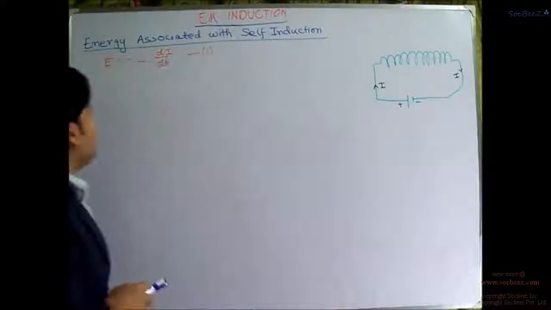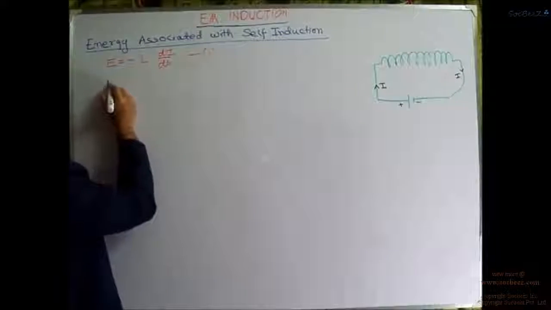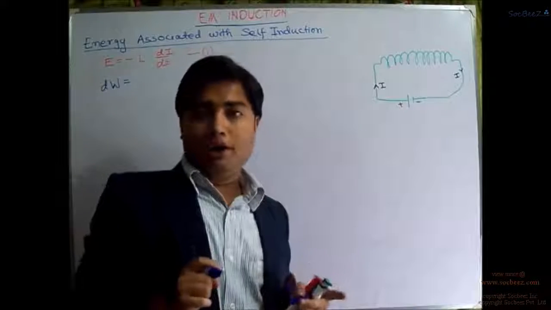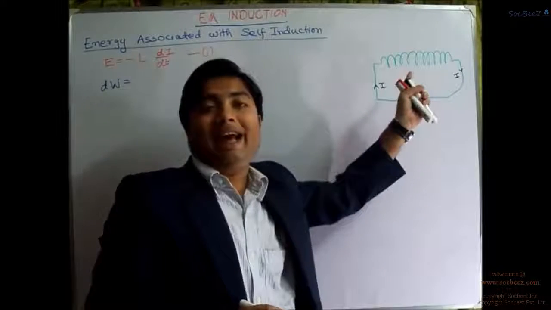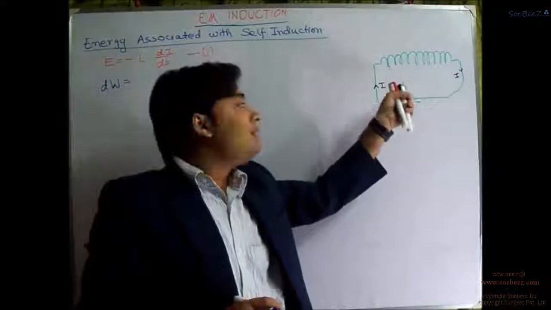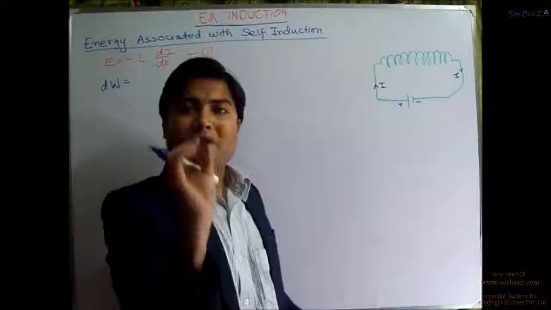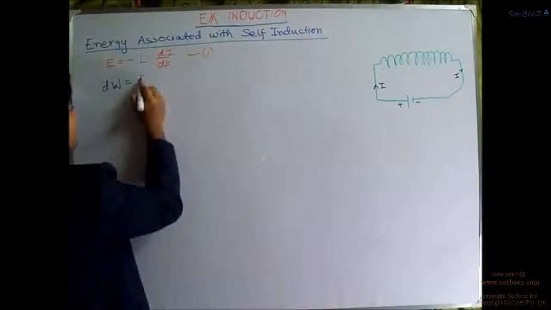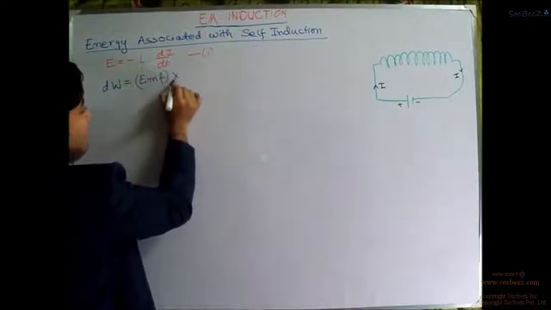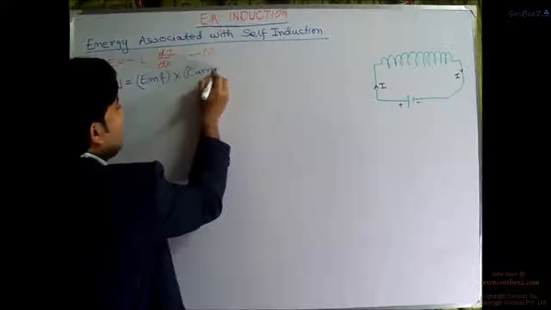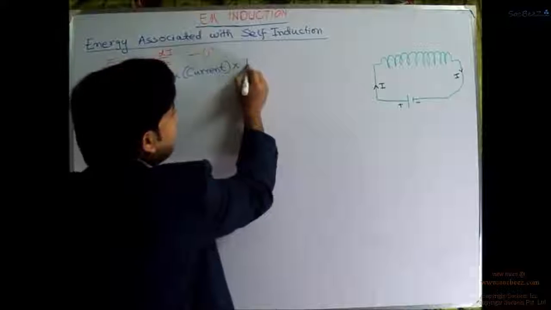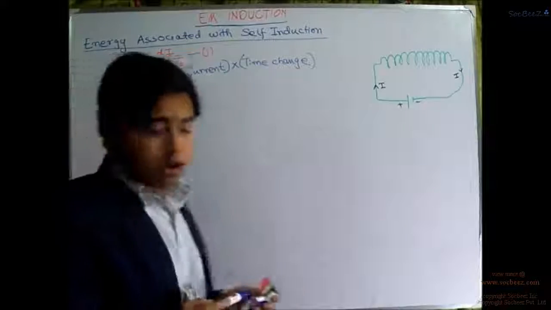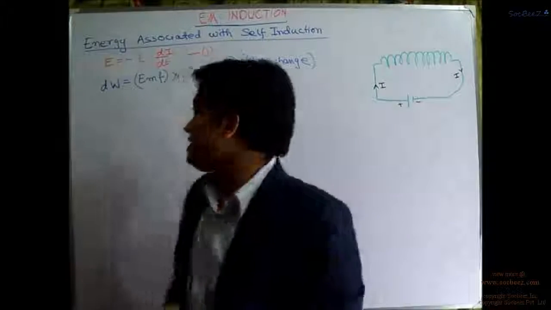Now let us check the work done. A small amount of work done in this circuit, right? In order so that an opposing EMF will be produced due to this current flowing for a specific small interval of time dt. So it will be the EMF multiplied by the current and multiplied by the time change, right?